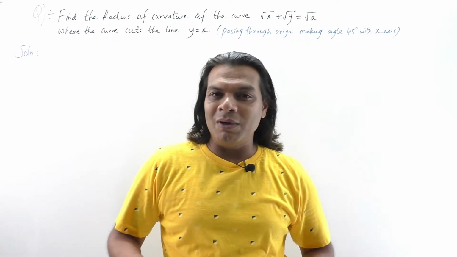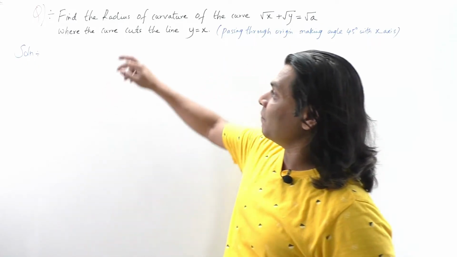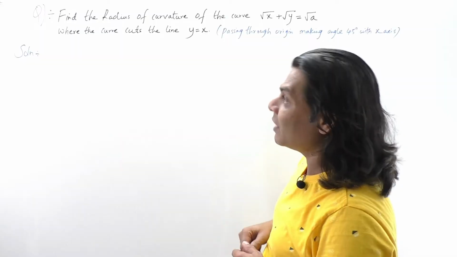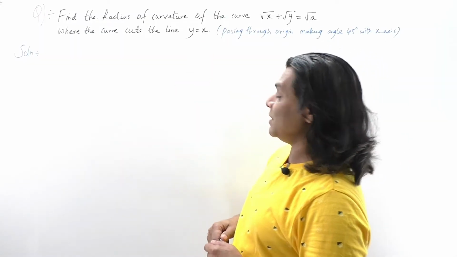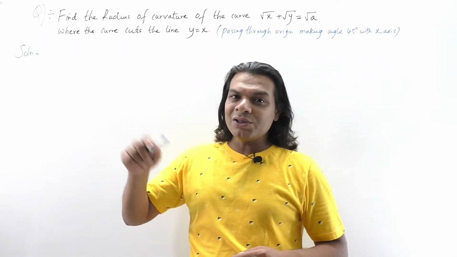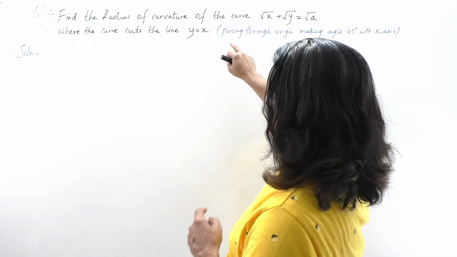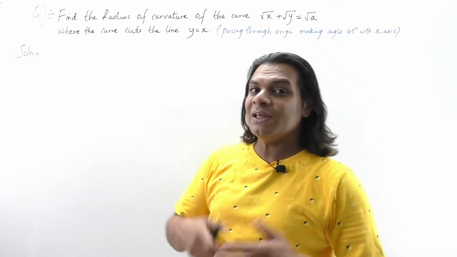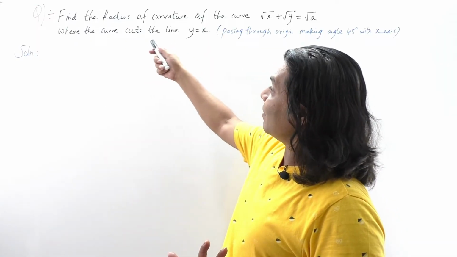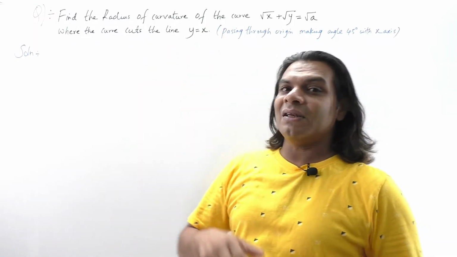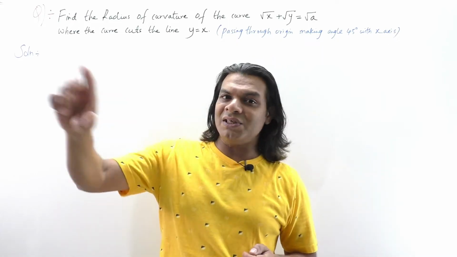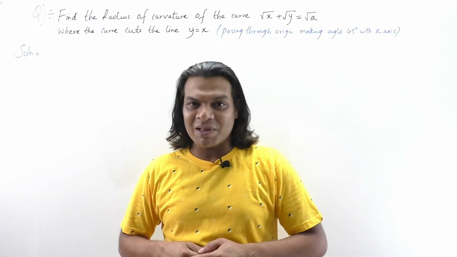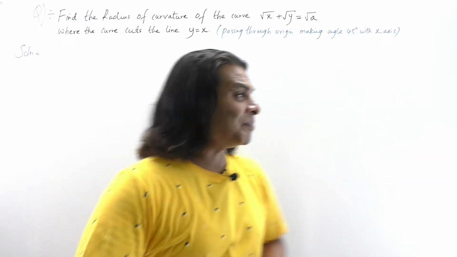The next problem which we are going to discuss is: find the radius of curvature of the curve root x plus root y is equal to root of a, when the curve cuts the line y is equal to x. They can also mention in this question the point passing through origin making angle 45 degrees to the x-axis. It's obvious that when the curve cuts the line y is equal to x, the line passes through the origin, so it will make 45 degrees to the x-axis. So both are same.